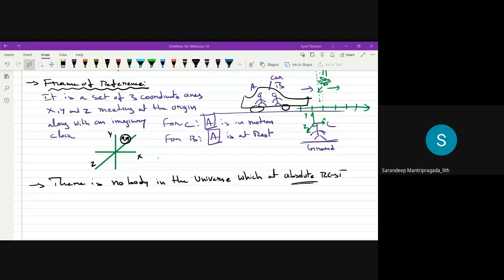Sir, are trees also in motion? Yes, Earth is also in motion. The Milky Way galaxy is also moving, sir. Yes. All the galaxies are moving away from each other. The distance between one galaxy and the other galaxy is continuously increasing.